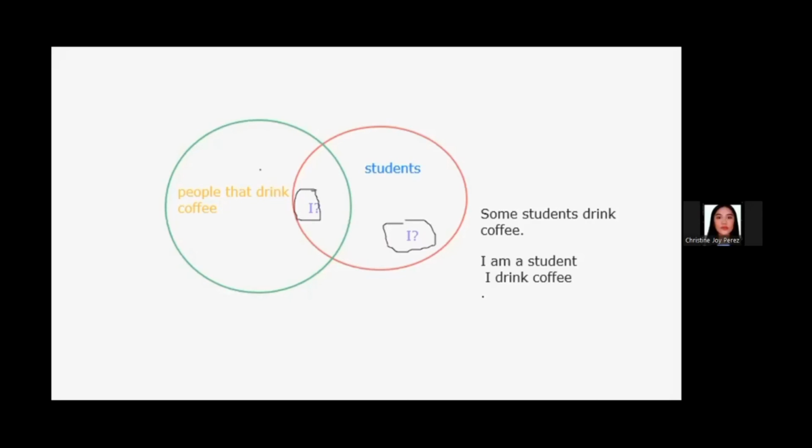Do you get it? Like it says here, some students drink coffee. So these are the students that drink coffee, and these are the students only. This is you, or this can be you. So the I can be inside the region of drinking coffee or outside of it. It says here that I drink coffee. So we don't know where is the valid region for the I, so the argument is invalid.